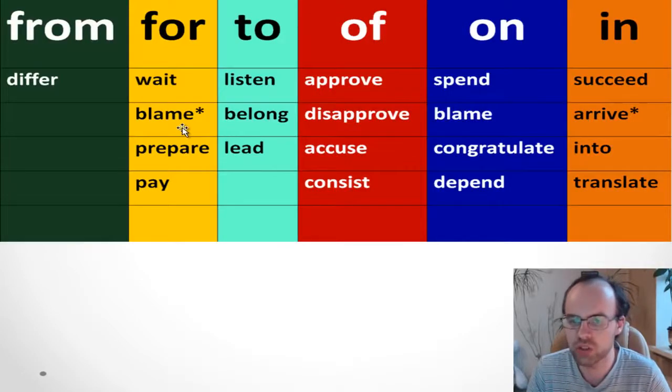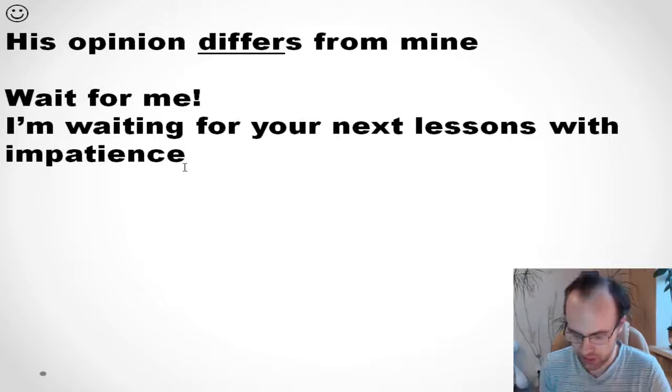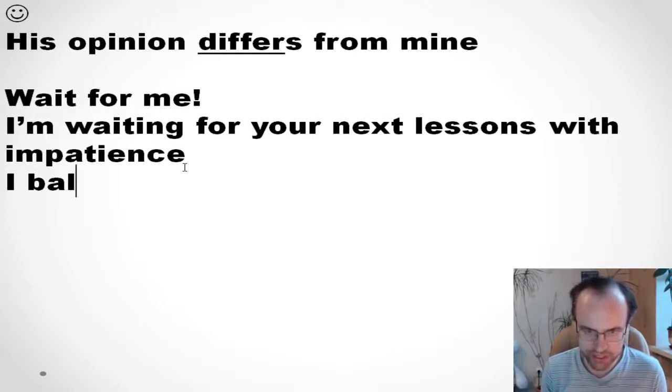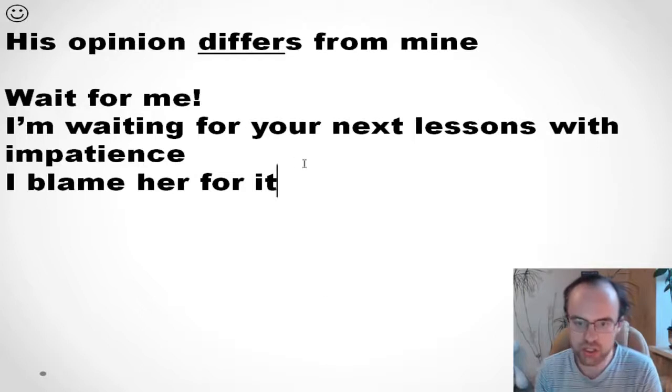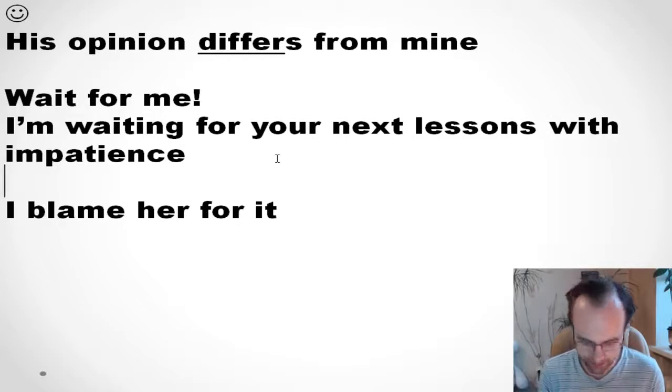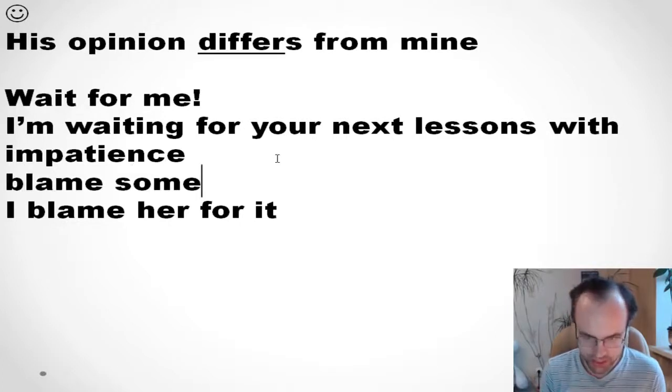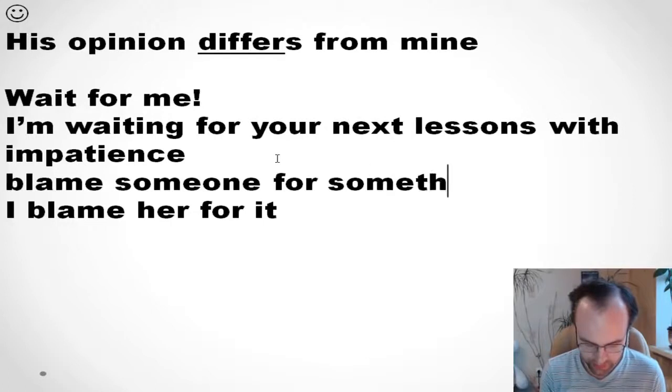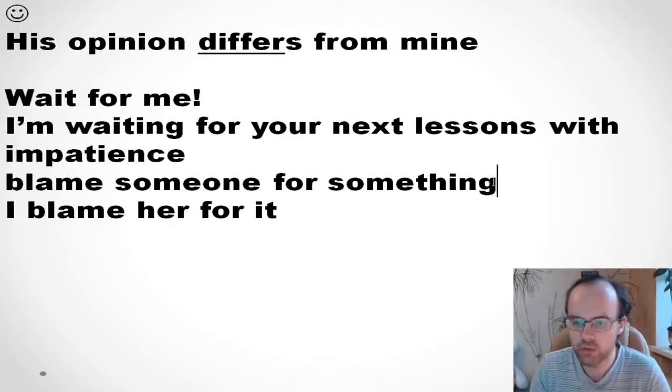Well, what about blame? It's rather difficult. We mostly say blame for, but of course there are exceptions. So I blame her for it. And you need to remember this structure: blame someone for something. I blame her for it.